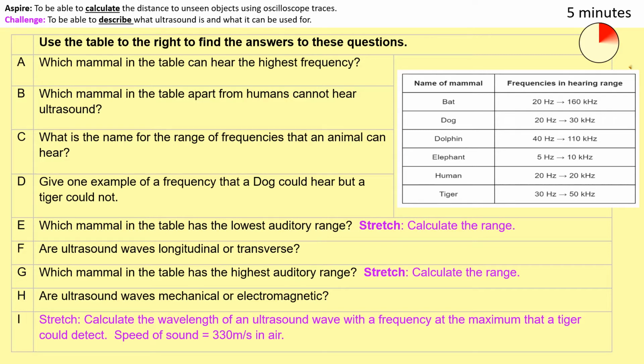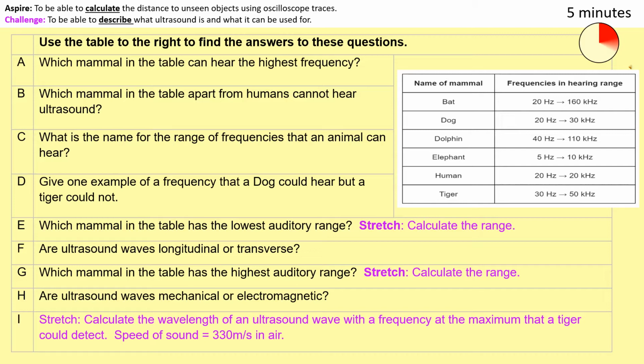Okay, so you've got about 3 minutes left. Let's look at part A. So A says, which mammal in the table can hear the highest frequency? So highest frequency would just be the biggest number with hertz next to it. You might have to do some conversion because the highest numbers are going to be kilohertz.